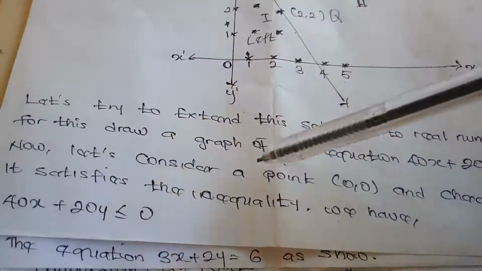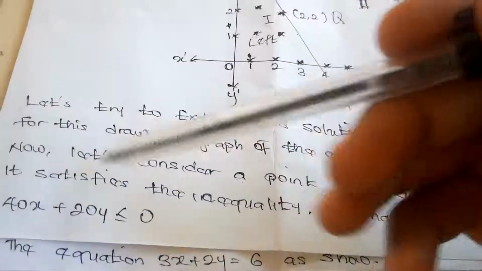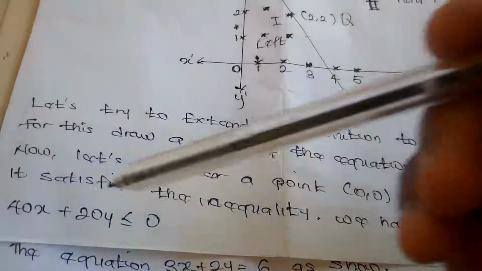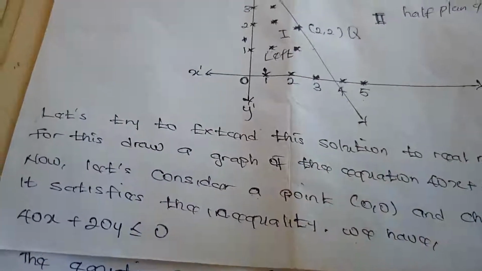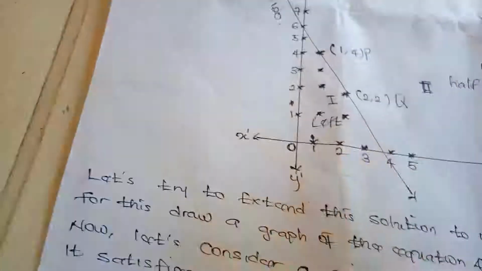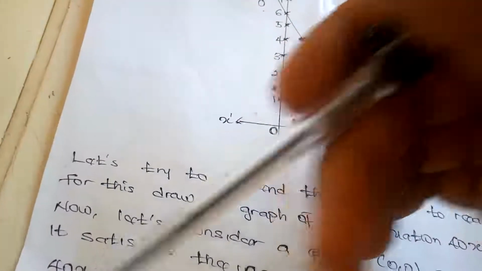Now let's consider the point 0, 0 and check if it satisfies the inequality we have. 40x plus 20y is less than what? 0. So let's put y as 0, x as 0. So what are we getting? 0.